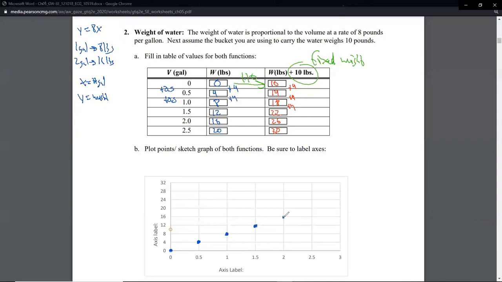2 gallons of water weighed 16 pounds. 2.5 gallons of water weighed 20 pounds. 3 gallons of water weighed 24 pounds. And this is what I mean by they're nice. All of those are on the little corners of these grids that you see, but only for the blue. It's only for the part that's proportional, not including the bucket. And then all you do is just connect and extend.